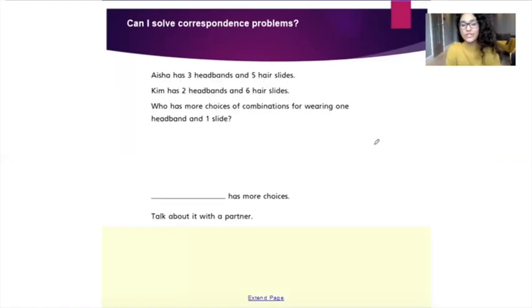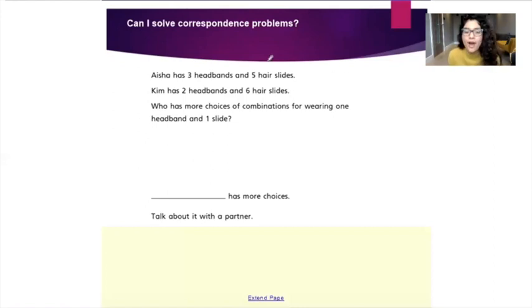The next question to do is, Aisha has 3 headbands and 5 hair slides. Kim has 2 headbands and 6 hair slides. Who has more choices of combinations for wearing 1 headband and 1 slide? Now, it does say you can talk about it with a partner. So if you want to talk about it with another adult or another person in your family, then you're more than welcome to do so. Pause this video, have a go, and then when you unpause, we will go through this together.